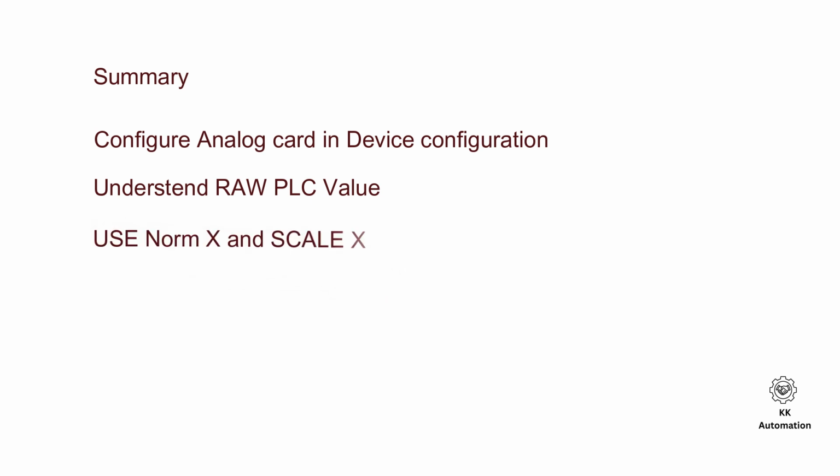Third, in your program, use normx to normalize the raw value to a range between 0 and 1. Fourth, use scale x to scale that normalized value to your actual physical range, such as 0 to 20 liters. That is the complete analog input processing workflow in TIA Portal.